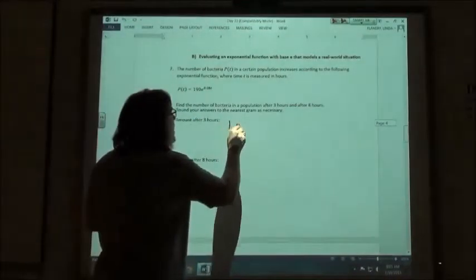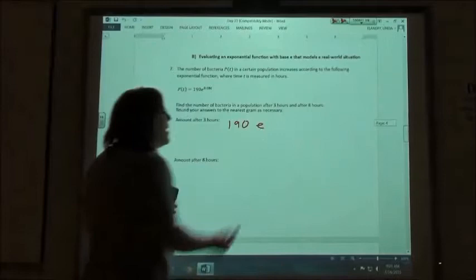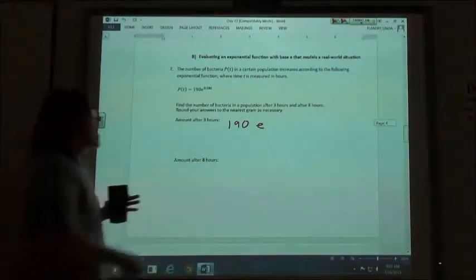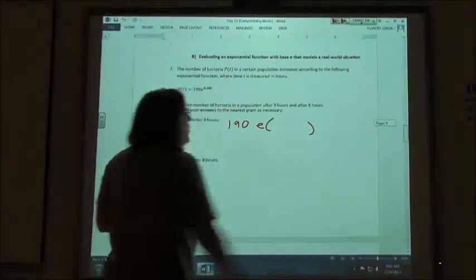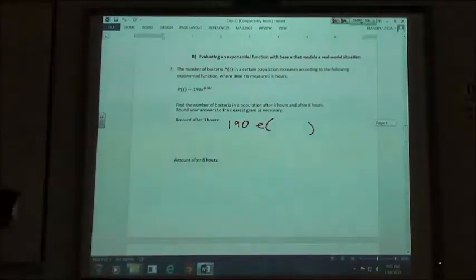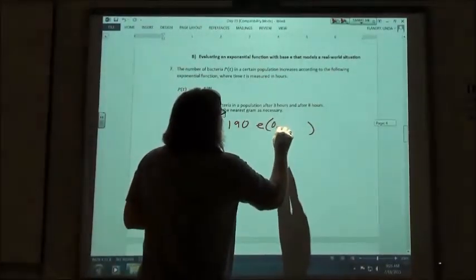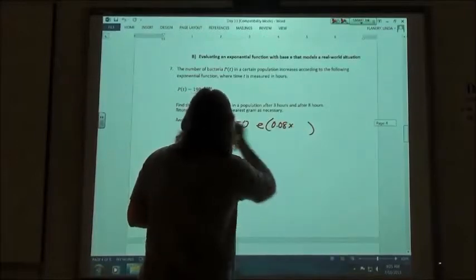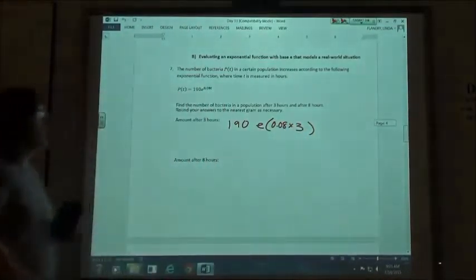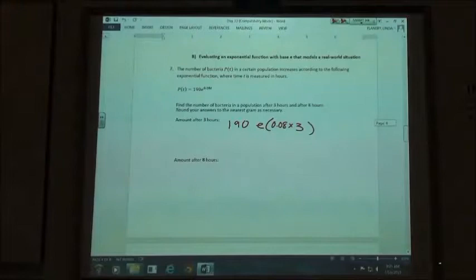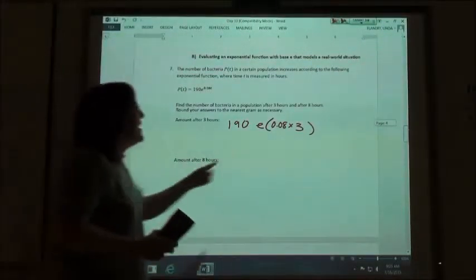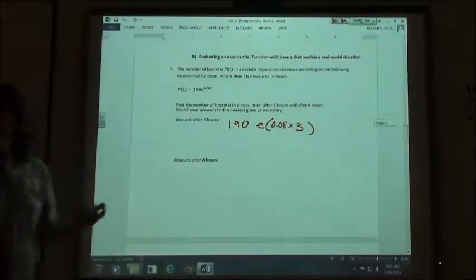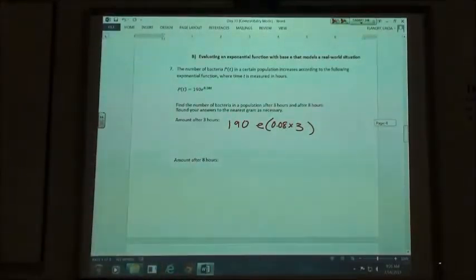So we would do 190, and then we do the e by hitting shift natural log, and then since I have more than one thing after that, I'm just going to put in parentheses my 0.08 times my time, which is 3 hours. So you don't use a caret key. I don't know why. You think you should. But on this calculator, you don't use the caret key. You just put whatever the exponent is in parentheses behind your number, unless it's just one number. Then you don't need the parentheses.